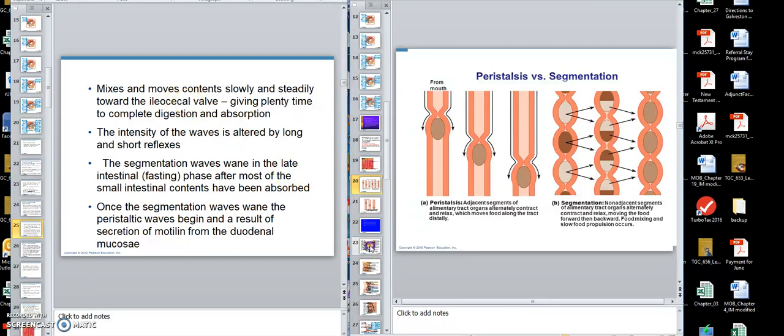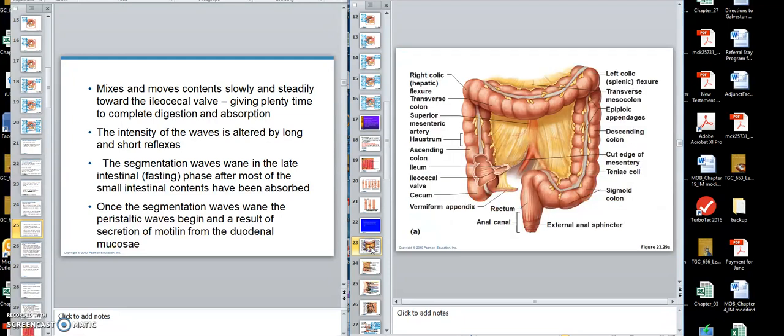The ileocecal valve, just to show you, is the valve where the small intestine enters the large. We haven't got to the large yet. So there's the cecum, and that's the ileum. So it's trying to move stuff along slowly towards the end of the small intestine, giving plenty of time to complete digestion.